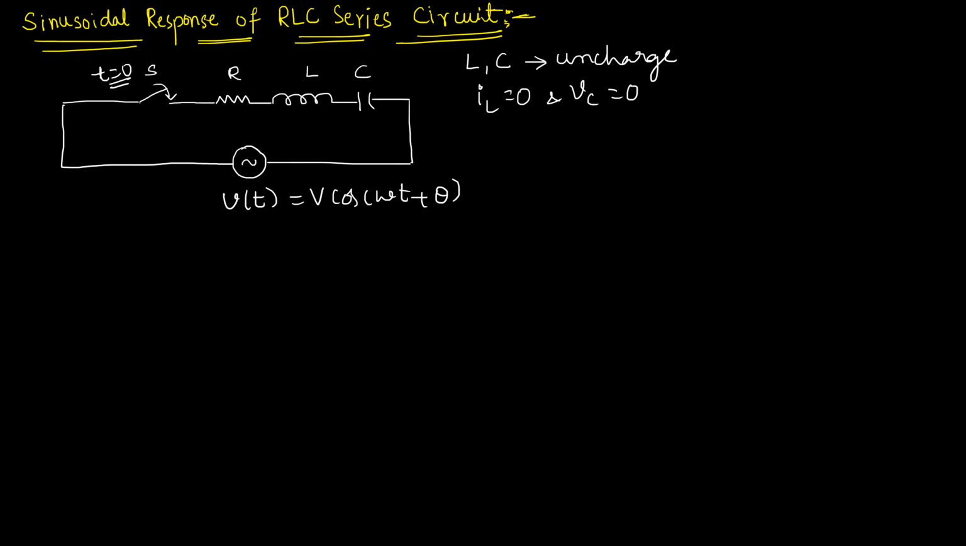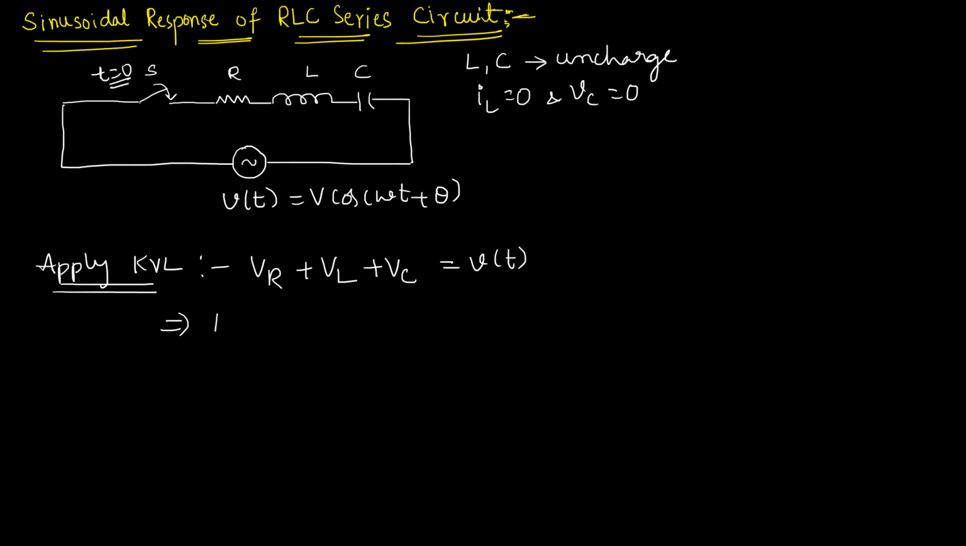When the switch was closed at t equal to 0, we can apply KVL because we can observe a closed path. So now I'm writing the KVL equation. Voltage across the resistor plus voltage across the inductor plus voltage across the capacitor should be equal to the supply voltage V of t. As we already know, VR is R into I, plus the voltage across the inductor, L into di by dt, plus the voltage across the capacitor, 1 by C integral of I dt, which is equal to V of t, that is V cos(omega t plus theta).